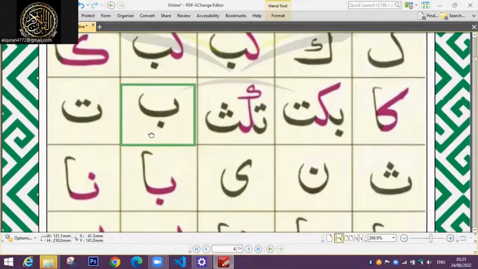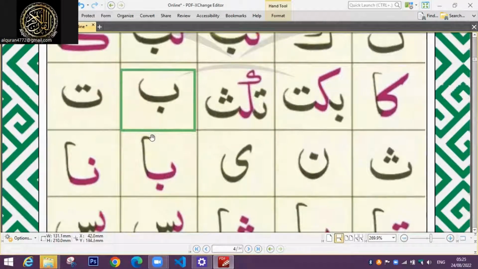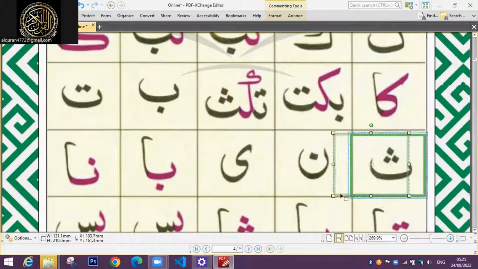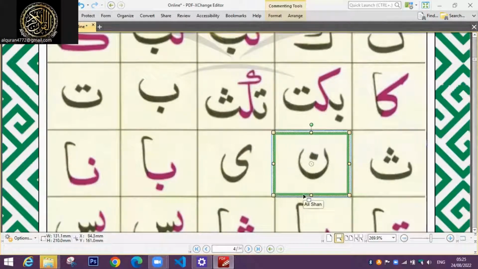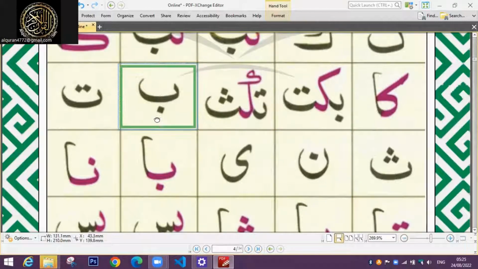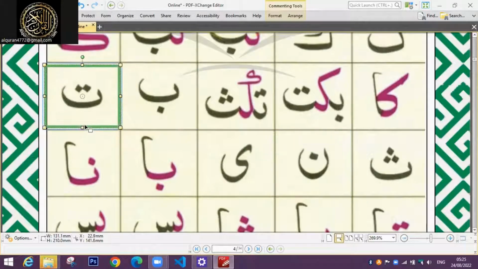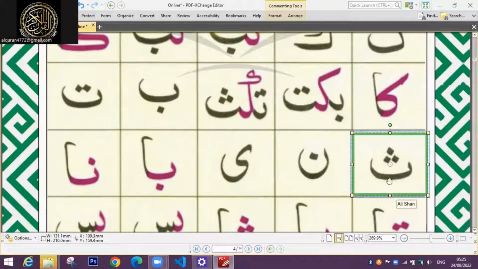So next, ba, ta, noon, sa. So there are four letters. We will recognize these letters by their dots. Simply, if a dot is on the bottom, that is called ba. If a dot is on the top, that is called noon. If two dots are on the top, it's called ta. If three dots, then we read it sa.